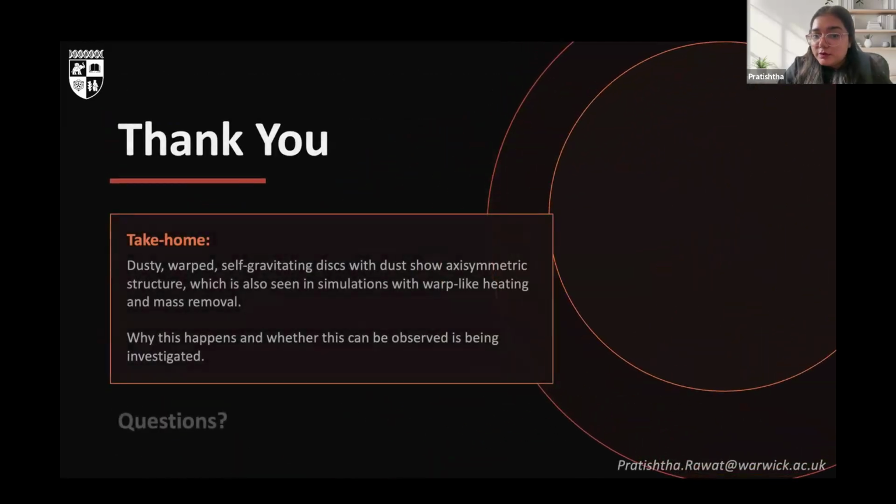And yeah, if I had to leave you with one take-home message, it is that self-gravitating disks with dust also show axisymmetric structure, and we don't need the presence of a warp to cause the same effect. It can be due to multiple reasons. And why this happens and whether this can be observed is still under investigation. Thank you so much for listening.